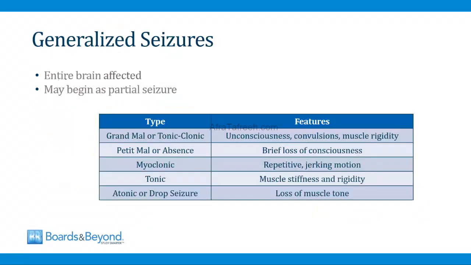In generalized seizures, the entire brain is affected, and as I just mentioned on the last slide, generalized seizures can begin as a partial seizure which secondarily generalizes. I've shown the 5 major types of generalized seizures on the slide here.